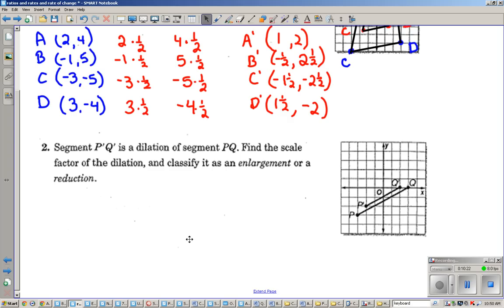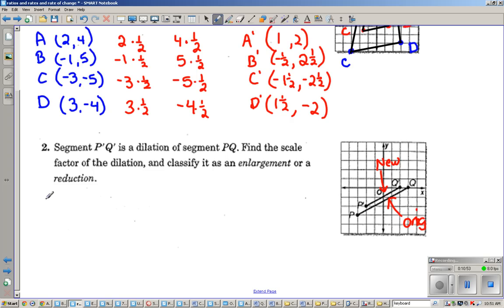All right, now let's go to the bottom. They give you 2 segments. Now clarify which one's the new and which one's the original. The one without the little apostrophe, you might say, is your original, and then your new is the one with what I call the little apostrophe by it. I'll give you a moment to work this. Find out what the scale factor is and tell me if it's an enlargement or reduction.